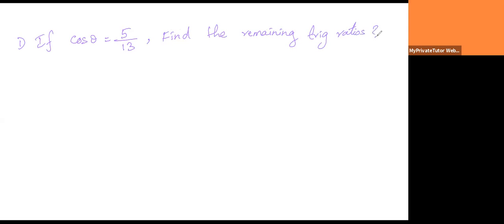So we might get one more type of question. If sine theta, let's take a different one. If cos theta equals 5 over 13, find the remaining trigonometric ratios.